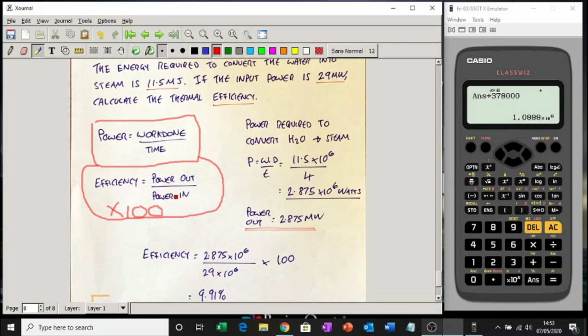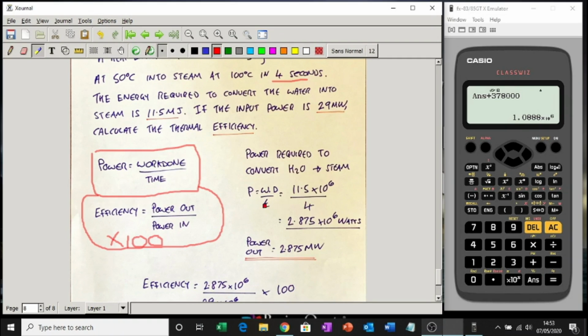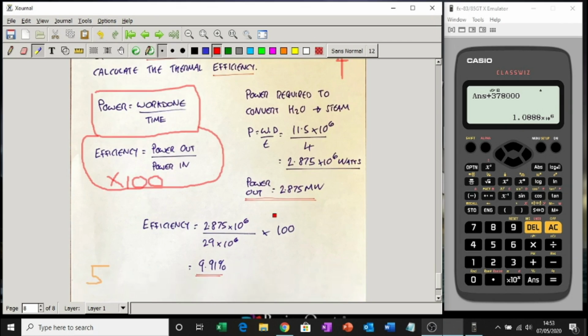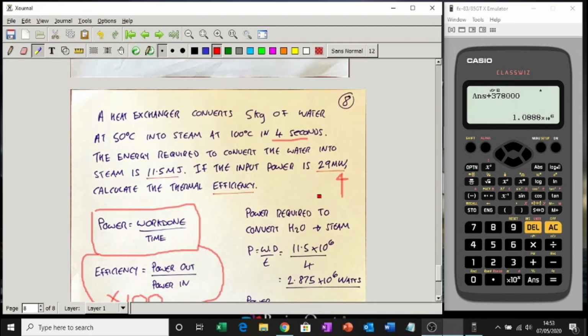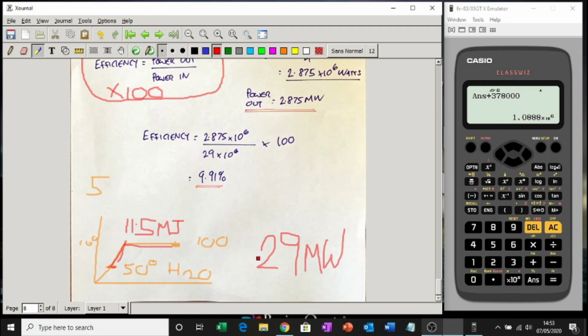So the efficiency of something is the power out over the power in. So we need to work out, so megawatts is power. So we know the power in is 29 megawatts. It's pumping in that amount of power.